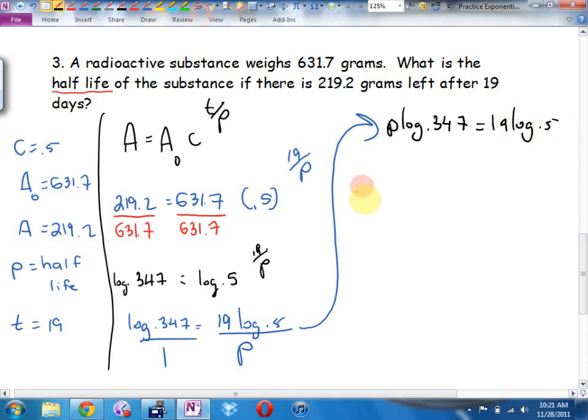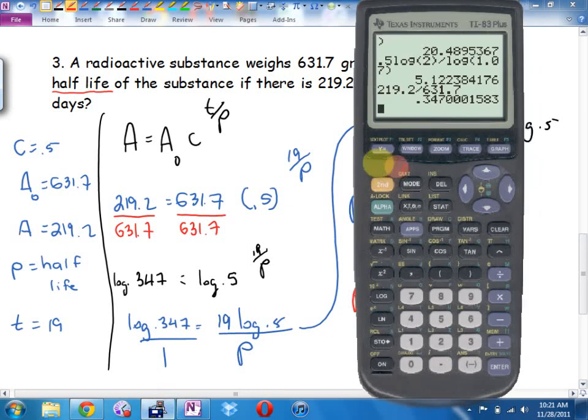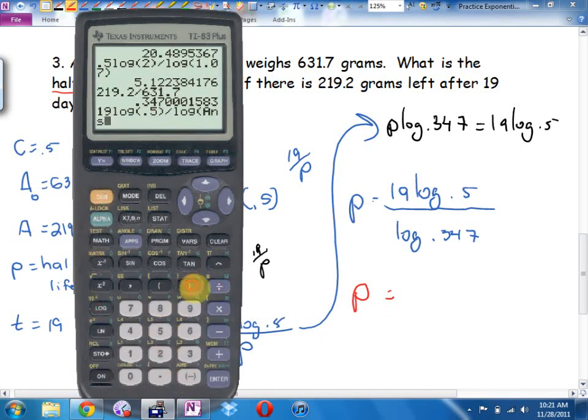What's the half-life of this substance? And you notice again, I'm using the answer button. You get 12.44. So this substance loses half of its mass every 12.44 days. So after 24.88 days, it'd be one quarter as big.